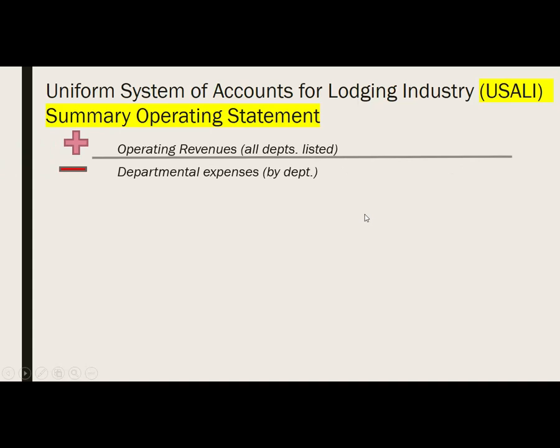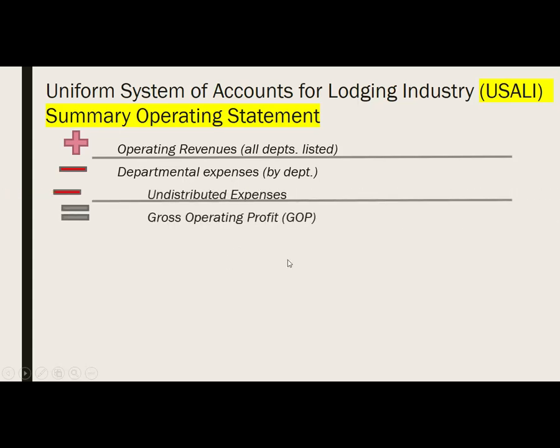So we start with operating revenues. All the departments are listed, so that's how it's broken down. Rooms, food and beverage, spa, telecommunications, anything like that. Next in line would be your departmental expenses, listed following the order presented in the revenues. So if the first line for your revenues is rooms revenue, the first line in your departmental expenses should be rooms expenses. Okay? So that's what you would do right there. Now we started with departmental expenses because they are directly related to these revenues.